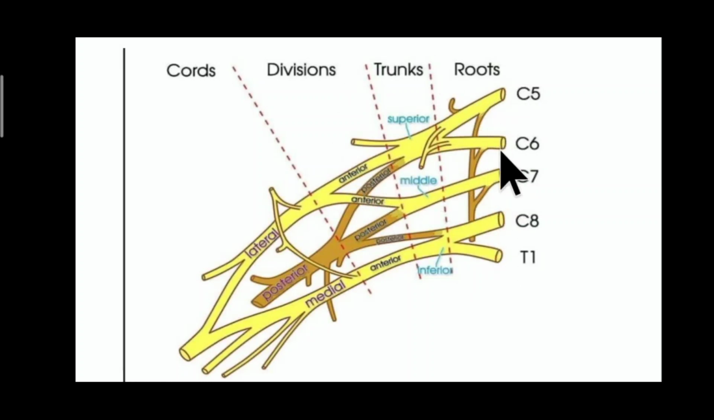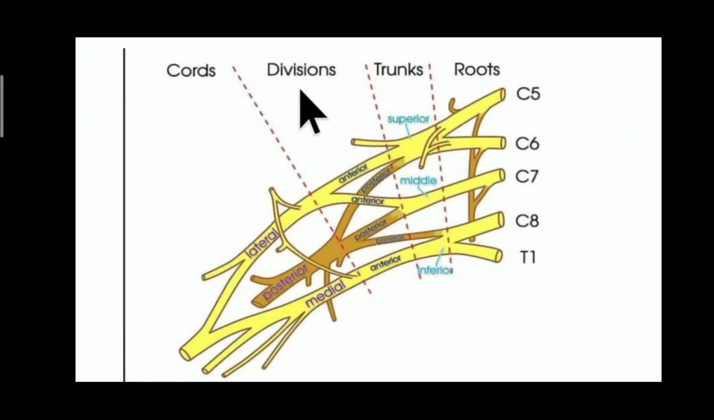See, C5 and C6 both form the superior trunk or the upper trunk, and C7 forms the middle trunk, and C8 and T1 both form the inferior or lower trunk. So in this way, the upper, middle and lower trunks are formed by C5, C6, C7, C8 and T1 roots.